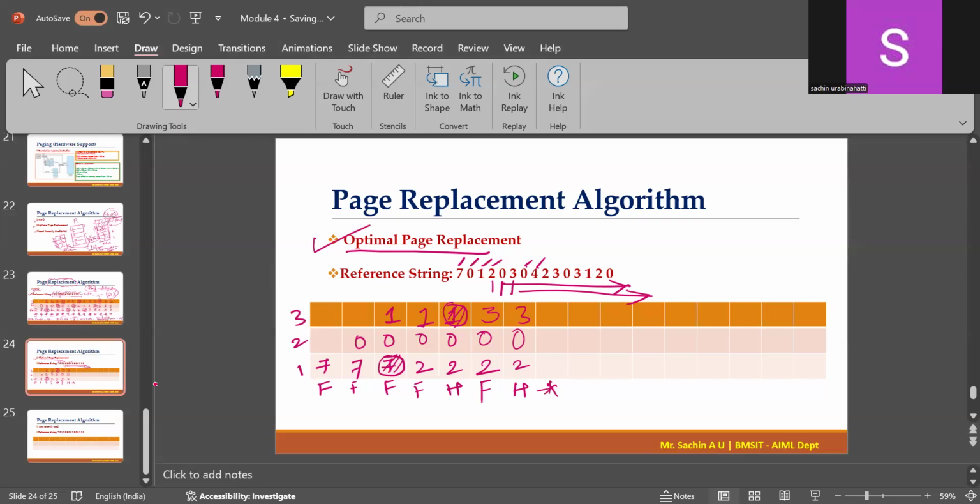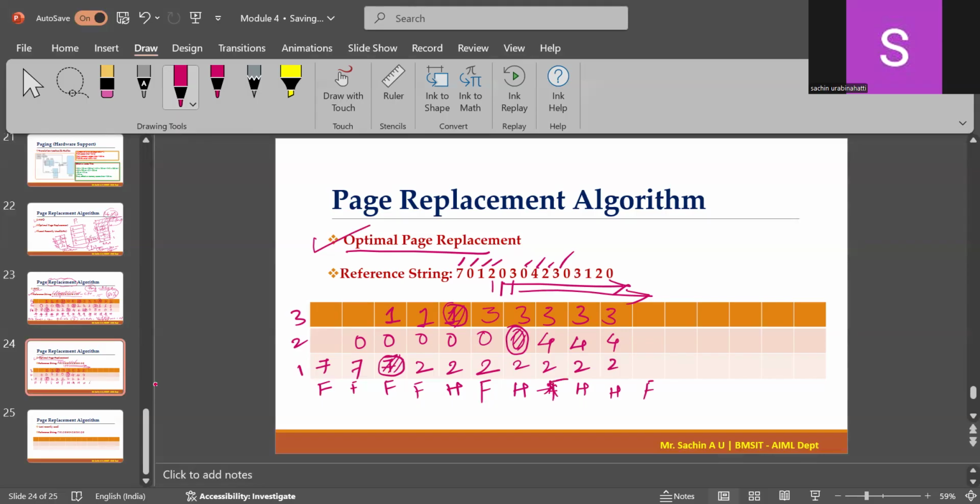So 2 and 3 are used soon, 0 is used last. So I will replace 0 and I will write here 4. Correct. So after 4, which is asked, 2, 2 is present, so I will mark it as a hit. And after 2, 3 is asked, 3 is also present, so I will also mark this as a hit. So after that 0, we can't find it, so I'll mark it as a fault.